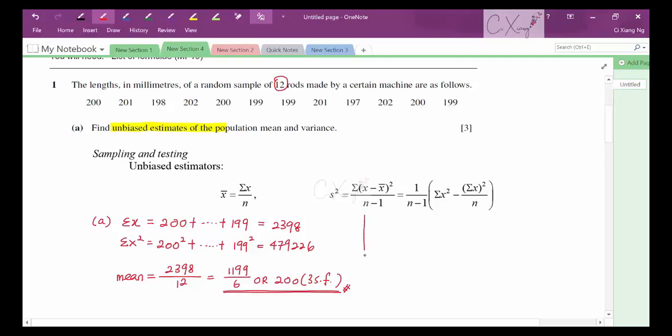After that, we continue with the unbiased estimate for the variance. To calculate the variance, we are going to apply the second formula provided in the formula booklet. So 1 over n minus 1, which is 11, times summation of x squared, which you already got just now, 479226, minus summation of x, 2398, squared, divided by 12. By pressing the calculator and correcting your answer to 3 significant figures, it should be 2.33. So this is how we get the unbiased estimates for the population mean and the population variance.